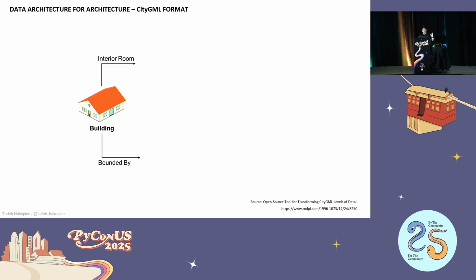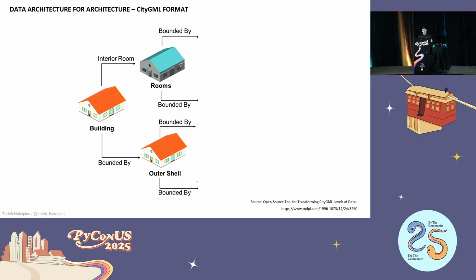So you have the building itself, whether the building happens to be a house or a high-rise, and it's then separated into interior rooms and interior and exterior bounding to create the interior concept of a room, which is a finite enclosed space, and the outer shell, which is the parameter that encloses it.